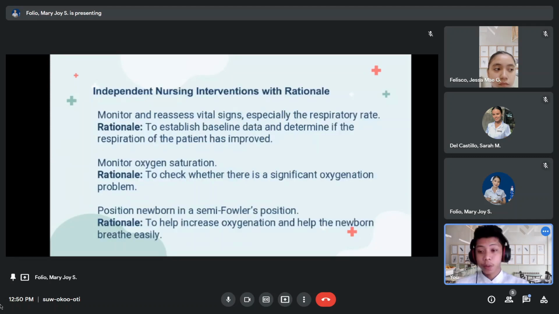So as nurses, what we can do is again monitor and reassess vital signs, especially the respiratory rate. This is to establish baseline data and determine if the respiration of the patient has already improved. You can also check the oxygen saturation of the baby. This is to check whether there is a significant oxygenation problem that can be observed within the baby. We can also position the newborn in a semi-Fowler's position, and this is to help increase oxygenation and help the newborn breathe easily. Okay, so next slide, please.